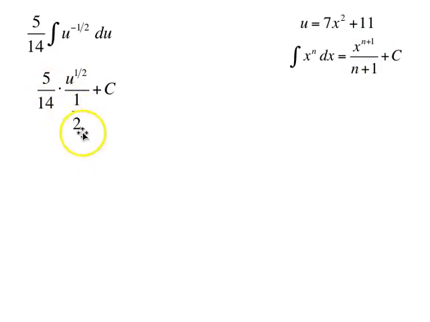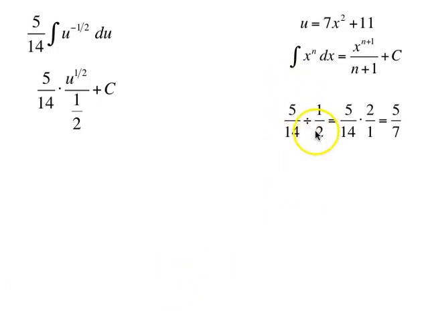And now we have to divide these fractions. 5/14 divided by 1/2 is 5/14 times 2. So again, 5/14 divided by 1/2 is 5/14 times 2. 2 over 14 is 1/7, so that's 5/7. So this divided by this is 5/7 u to the 1/2 plus c.